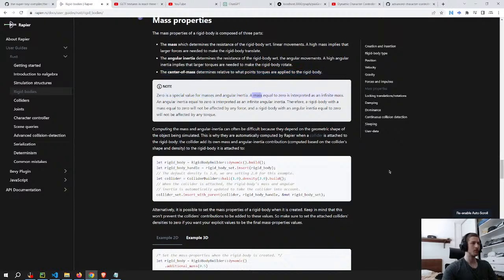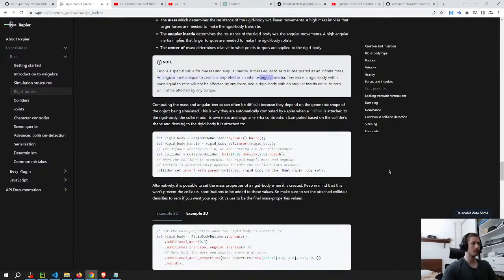Zero is a special value for mass and angular inertia. A mass equal to zero is interpreted as an infinite mass. An angular inertia equal to zero is interpreted as an infinite angular inertia. Therefore, a rigid body with a mass equal to zero will not be affected by any force, and a rigid body with an angular inertia equal to zero will not be affected by any torque.